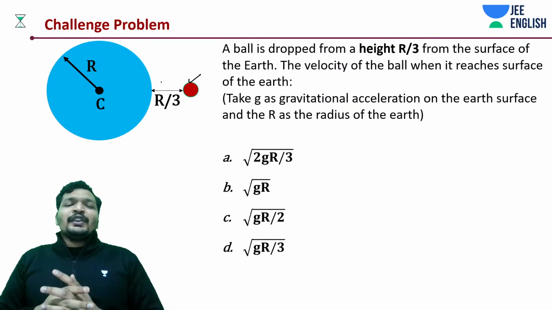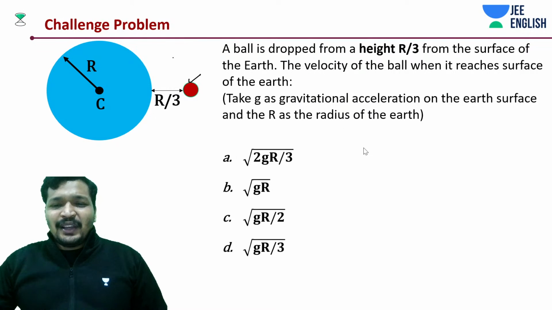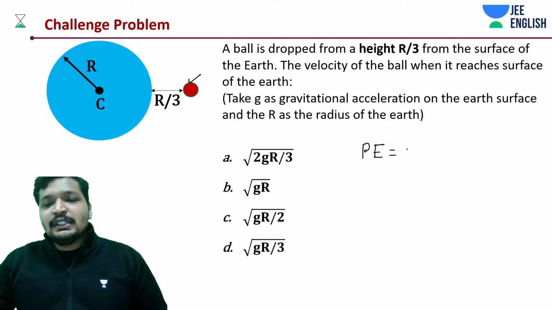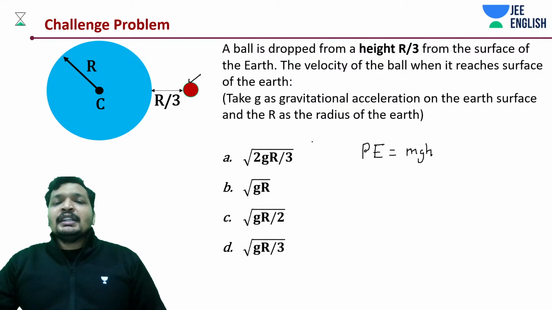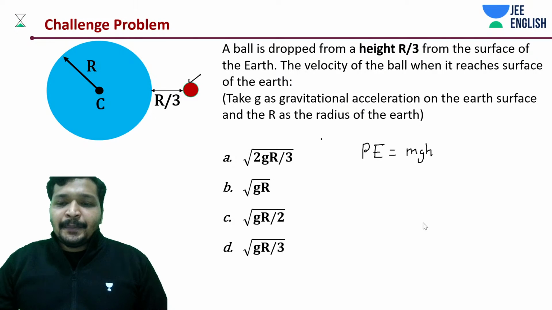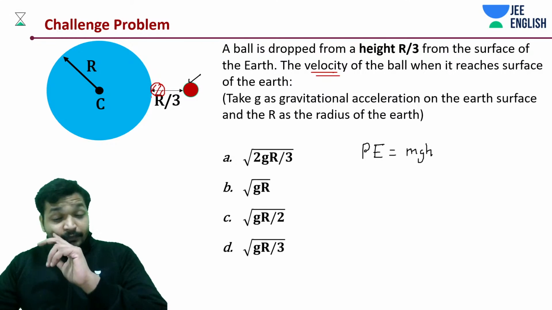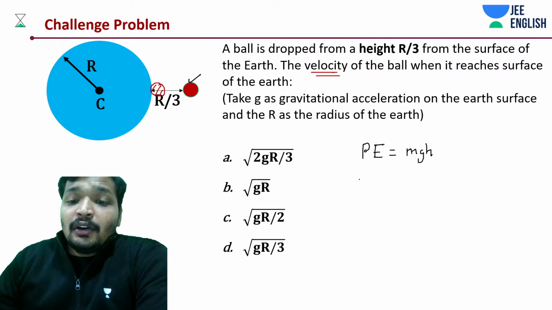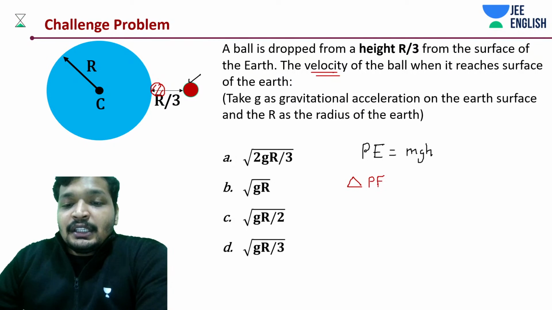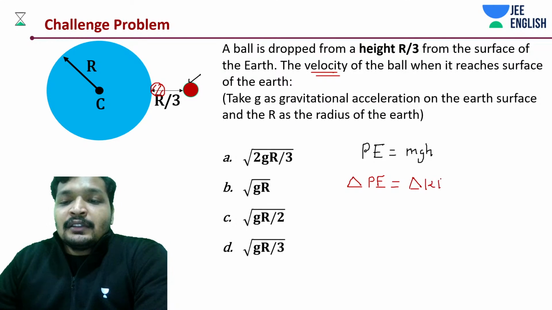So in such cases, what do we generally say? Potential energy is equal to mgh. Is that what we say? And the question asks us, what is the velocity of the ball once it reaches the surface? Now what do we say? Alright, change in potential energy is nothing but change in kinetic energy. Actually it's conservation, you do the conservation to take care of the sign.